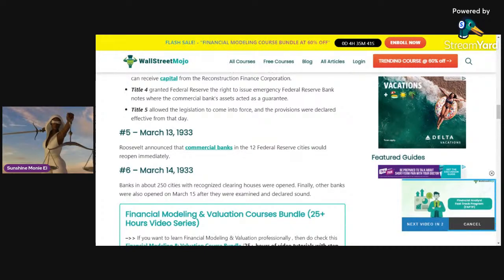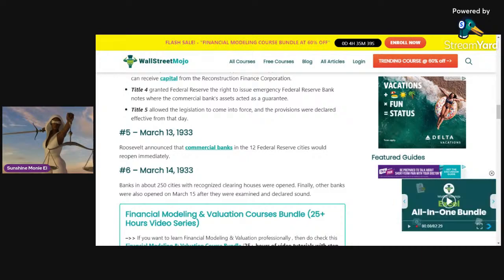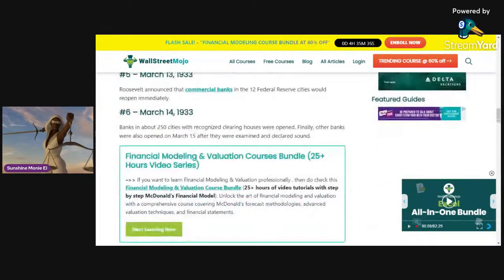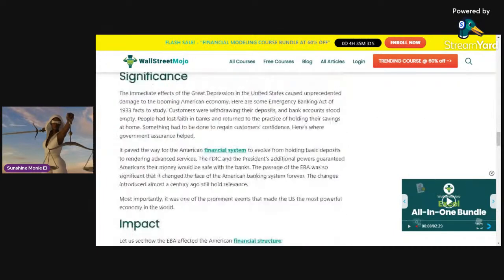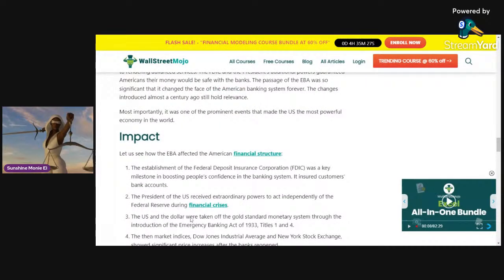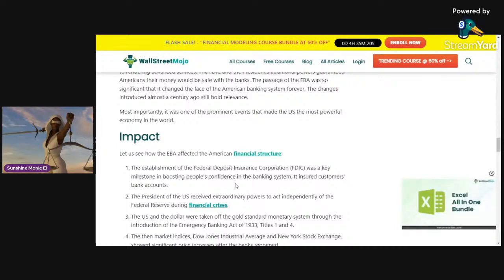Banks in about 250 cities with recognized clearinghouses were open. Finally, other banks were also open on March 15th, and they were examined and declared sound. So, the FDIC was a key milestone in boosting people's confidence in the banking system and ensured customers' bank accounts.